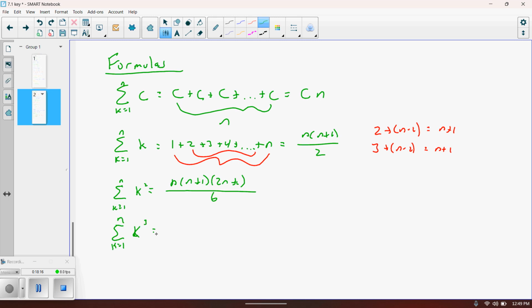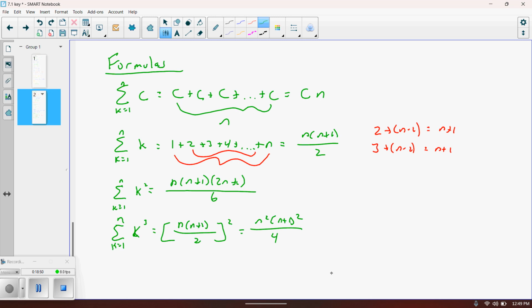That would be k cubed, which is going to end up being n times n plus 1 all over 2 squared. Or some people like to write it as n squared times n plus 1 squared over 4. Same thing, just distributing the square in. Either way is perfectly fine. Again, I'm not going to prove the k squared or k cubed ones. If you really wanted to dig into that, you could. So those are just good formulas to know.